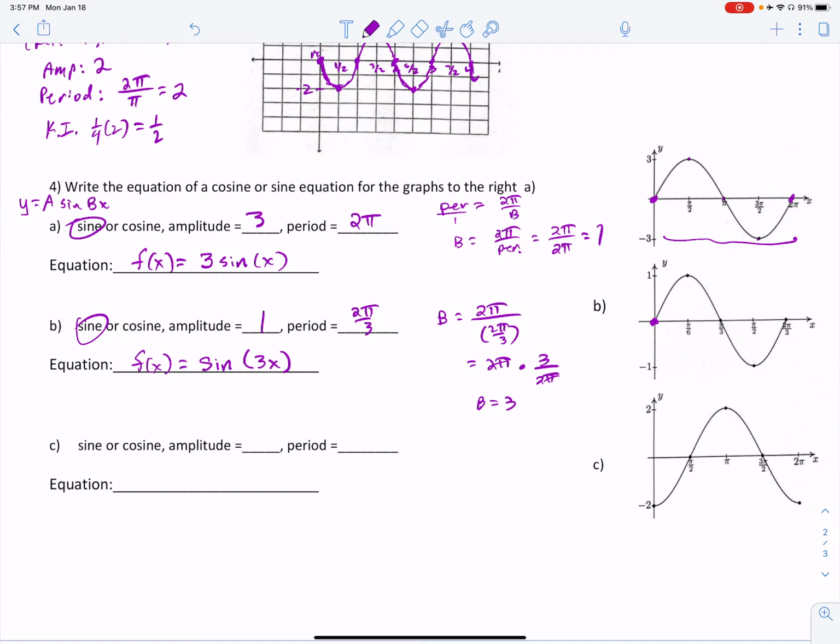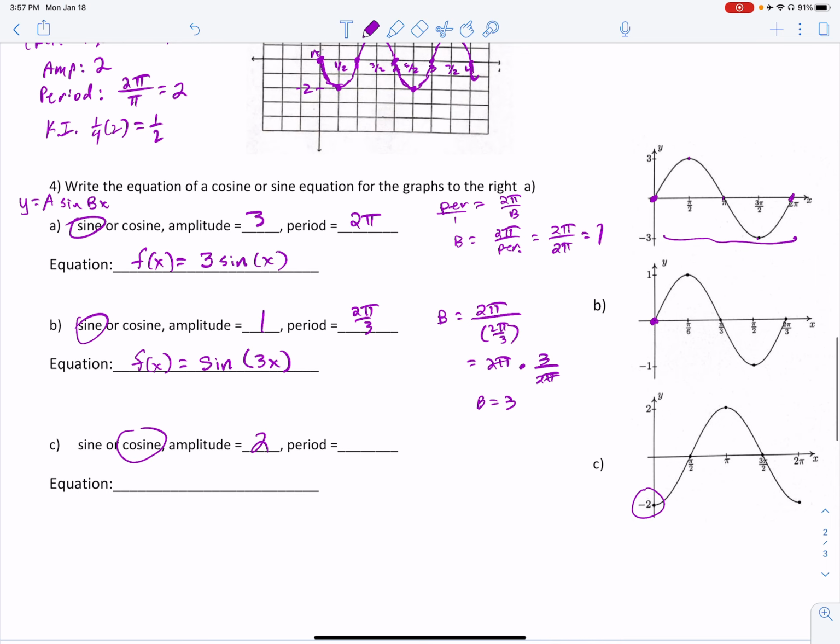All right, and then this last one starts down here at -2. Well, it's not starting at 0, 0, so it must be a cosine. And the amplitude is 2 because it goes from -2 to 2. However, when I am writing this, because it's a reflected graph of cosine, it's not starting at a positive 2, it's starting at a -2. I'm going to have a -2 cosine of something. So I still fill in this blank.